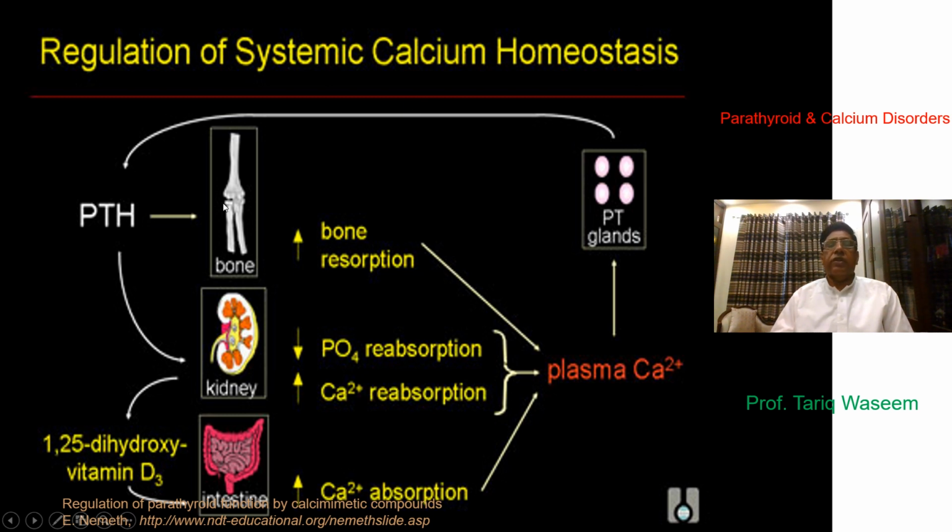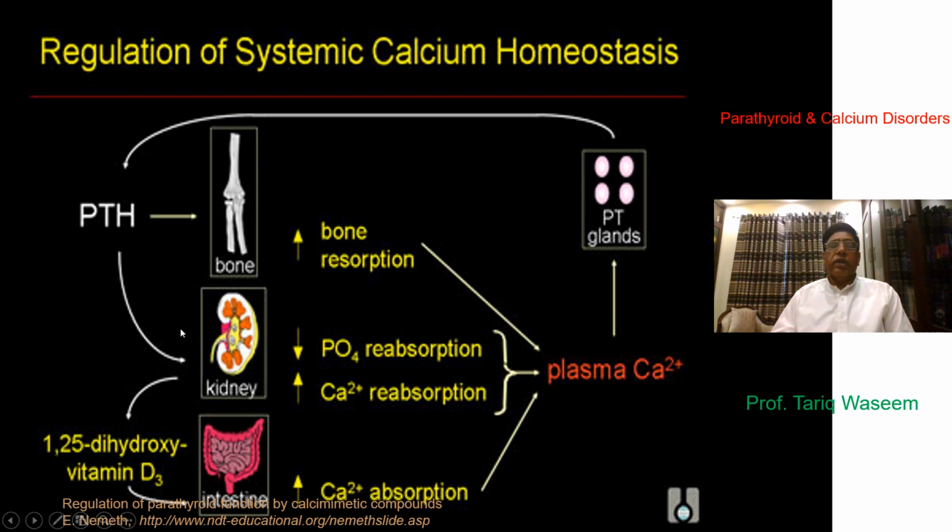Its first site of action is on the bone, its second site of action is on the kidneys, and its third site of action is in the gut as well, right? So what does it do? The parathyroid hormone increase would lead on to increased resorption of bone or release of calcium, and it would try to maintain the calcium level.